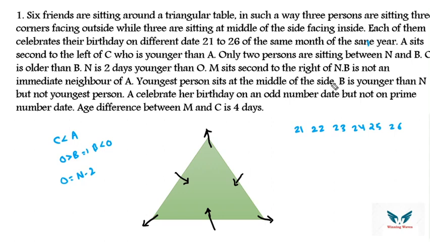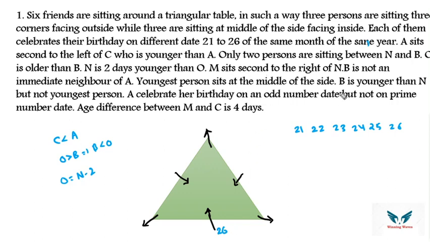The youngest person sits in the middle of the side. Who is the youngest? The person who has the maximum date is the youngest person. The maximum number is 26. So 26 is the youngest, 21st is the oldest, remember that. So 26 will be in the middle of the side, right?